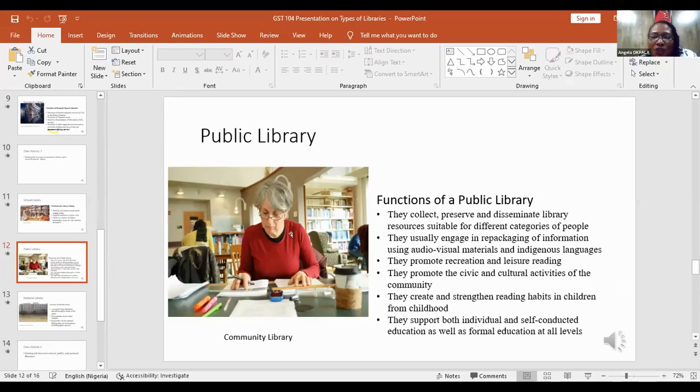Some of the unique functions are repackaging of information. Of course, they have to repackage information.